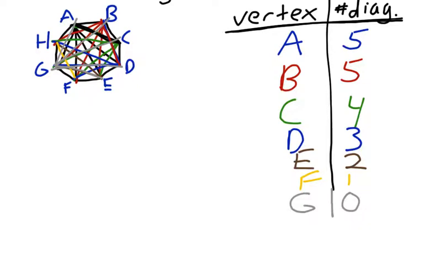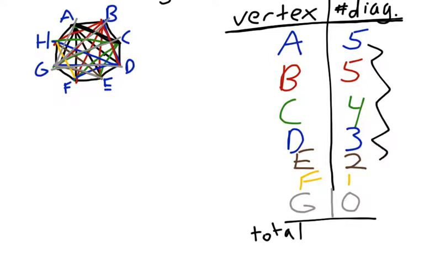Alright. Well, we want the total number of diagonals, because it says how many diagonals does an octagon have. So the total is just add all these up. So 5 plus 5 is 10, 14, 17, 19, 20. So our total number of diagonals is 20.